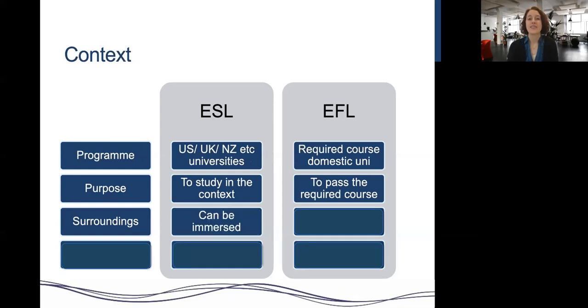The surroundings: the ESL learners could be more easily immersed in the language. Of course, that's not necessarily the case. It is entirely possible that the learners will just group with their L1 groups and choose not to immerse themselves, but it's easier if they choose to do that. Whereas in the EFL context, and I've used the word must here, and I wish I hadn't done that, they might need to seek out those opportunities to immerse themselves in the language.